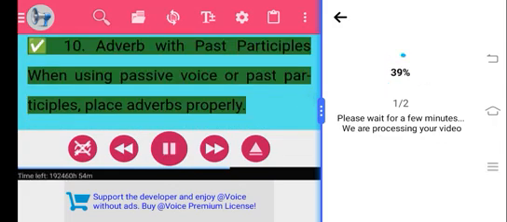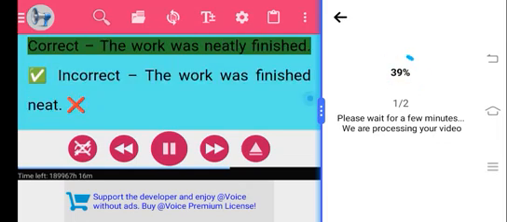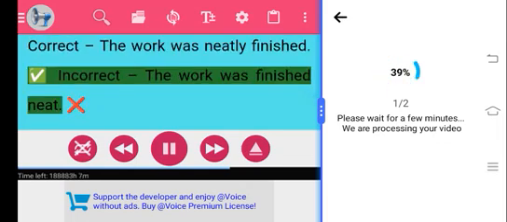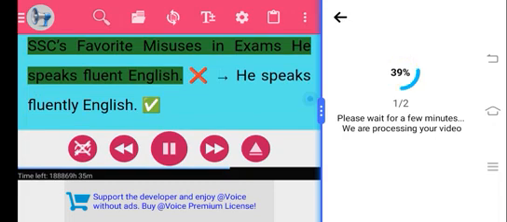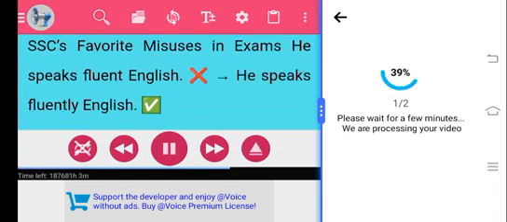10. Adverb with past participles, when using passive voice or past participles, place adverbs properly. Correct: The work was neatly finished. Incorrect: The work was finished neat. SSC's favorite misuses in exams. He speaks fluent English. Wrong. He speaks fluently English. Correct.